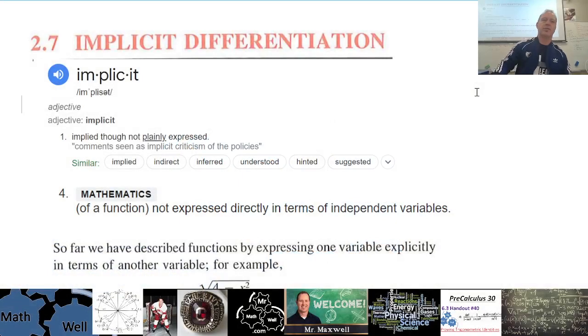All right, here we are in Calculus 30. We find ourselves at section 2.7. We're going to talk about implicit differentiation. So we've talked about all the differentiation rules.